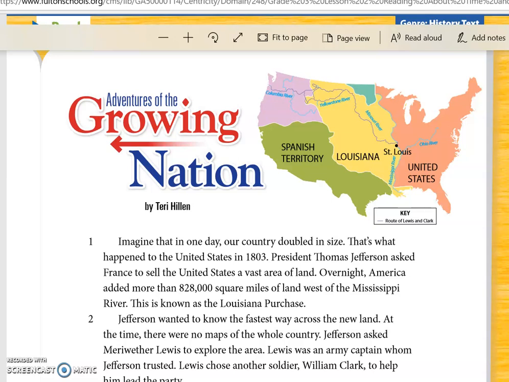Imagine that in one day, our country doubled in size. That's what happened to the United States in 1803. Boys and girls, that's an important date. Go ahead and underline 1803.